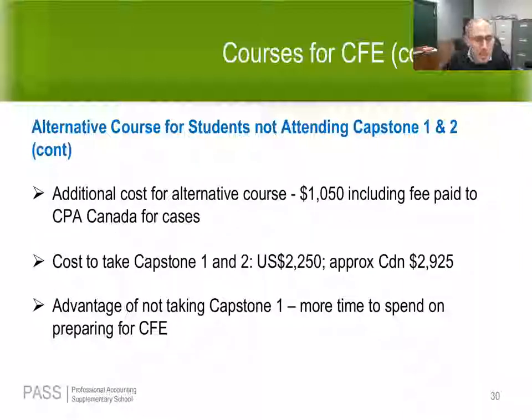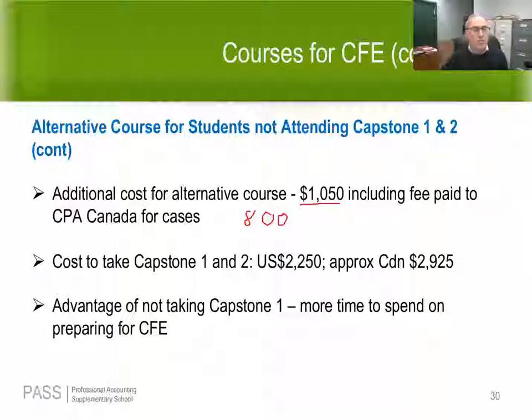Now, the additional cost, if you take an alternative course, in addition to the cost of the normal international course, the international course is normally $19.95 plus HST, which is required if you're living in Canada. The alternative course costs an additional $1,050. Now let me explain this very clearly. You would not be paying the full $1,050 to PASS. The cost of the alternative course, in addition to the $19.95, is $800.